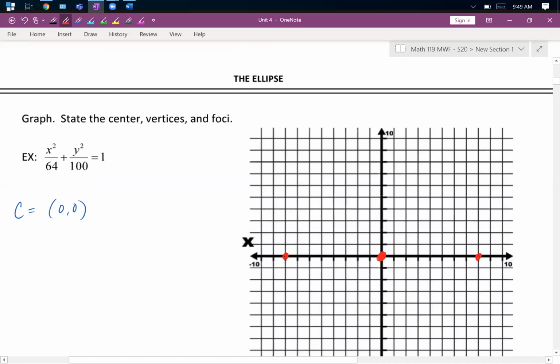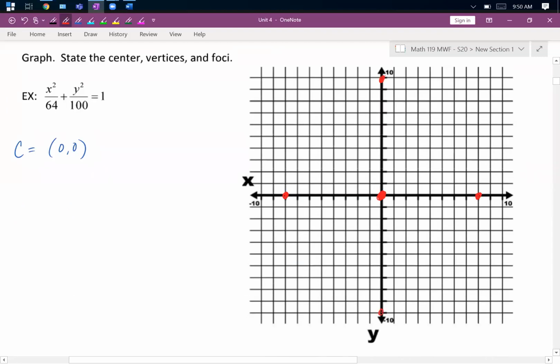Then I'm going to take the square root of whatever number is under the y, and from the center, I'm going to go that many units in either y direction. So the square root of 100 is 10. I'm going to go 10 up. I'm going to go 10 down. And now I have the points to draw in my ellipse. I actually draw it in before I answer all the questions. I do that with most of the conics. And there we go. That's it.